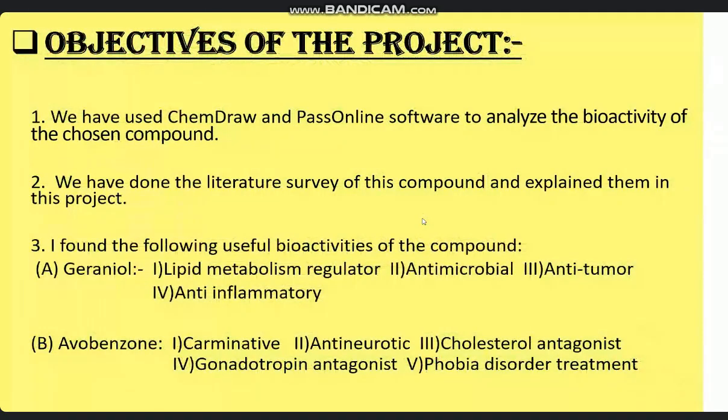Then these are the objectives of the project. First, we have used the ChemDraw software and the PASS Online website to analyze the bioactivity of the chosen compounds. Second, we have done a literature survey of the compounds and explained them in this project. These are the bioactivities of geraniol: first one is lipid metabolism regulator, then antimicrobial, then anti-tumor, and the last one is anti-inflammatory. And the bioactivities of avobenzone are carminative, antineurotic, cholesterol antagonist, gonadotropin antagonist, and phobic disorder treatment.